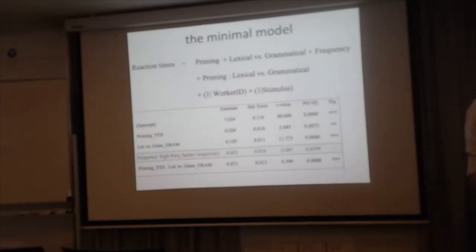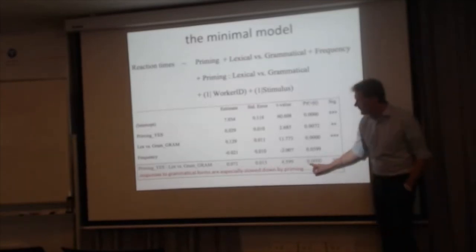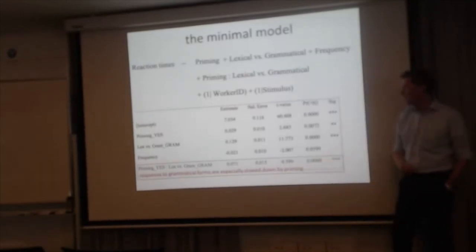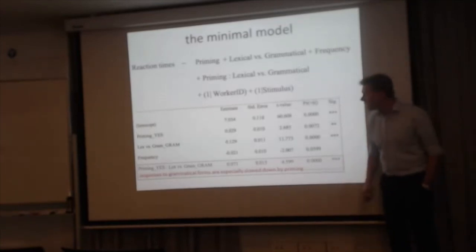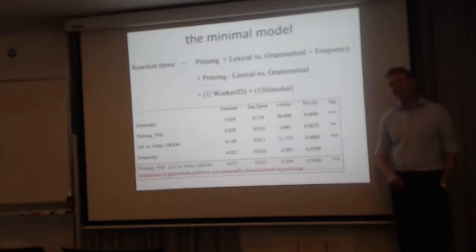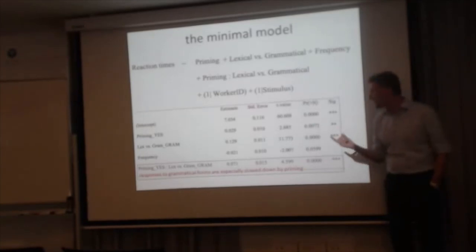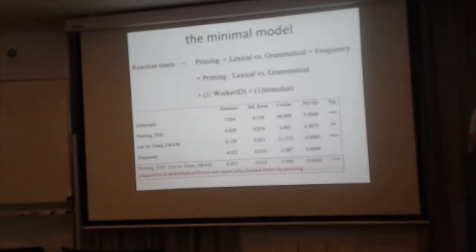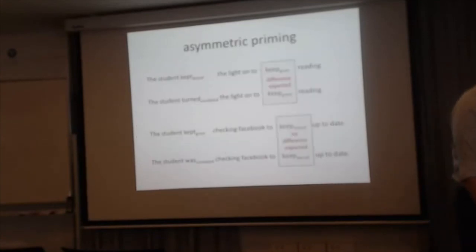And then finally, we have an interaction between priming and the lexical versus grammatical variable. So this term tests the asymmetric priming hypothesis, as you will. And well, the good news is there is an effect. The slightly worrying news is it's in the other direction. So responses to grammatical forms are slowed down, especially so when they've been primed by their lexical counterparts. So it's the exact opposite of what the asymmetric priming hypothesis will predict.